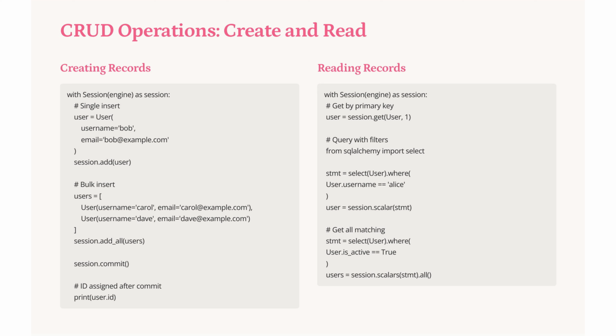To create records, use session.add for single inserts or session.add_all for bulk inserts, followed by session.commit to assign IDs. For reading, use session.get for primary key retrieval or select for filtered queries. Retrieve all matching records with session.scalars().all(). Efficiently manage data with these create, read, update, delete operations.